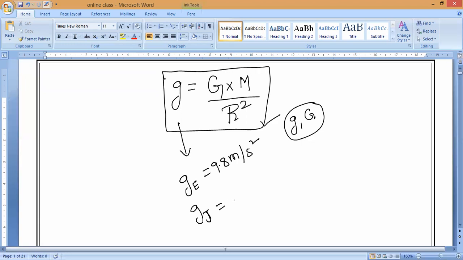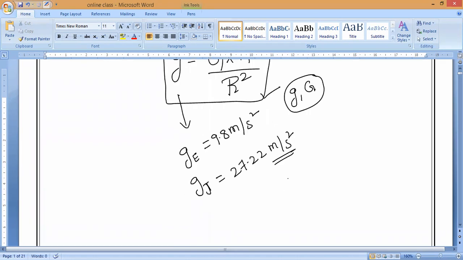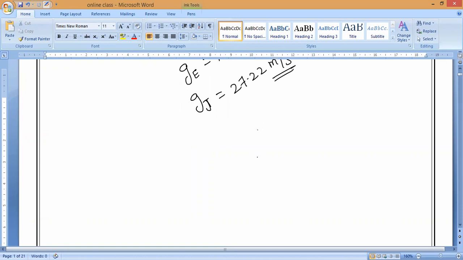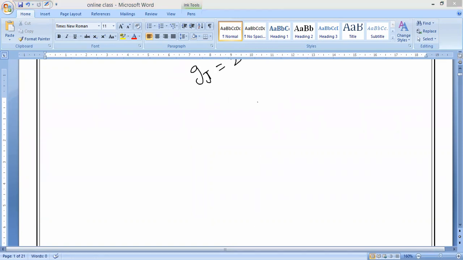In the same way, the g value of Jupiter, how much is it? The g value of Jupiter is 27.22 meter per second square. Till here you have done it. Have you all solved these two numerical homework sums? So now, in today's class, we are going to study the next topic.